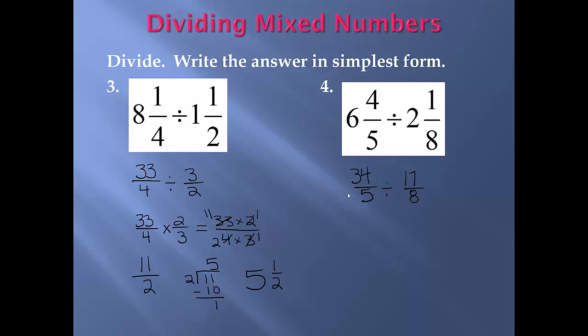Now we need to multiply by the reciprocal in order to solve this division problem. So our first fraction will stay the same, 34/5, and then we're going to multiply by the reciprocal. So we're going to be multiplying by 8/17. We can multiply straight across, so 34 times 8 for the numerator, and that would then be divided by 5 times 17.